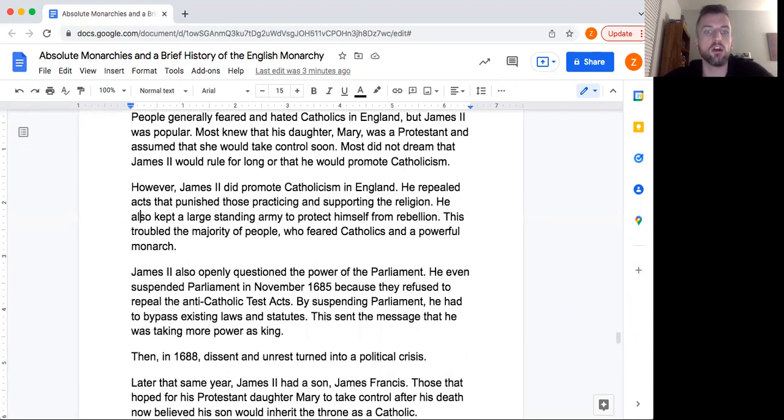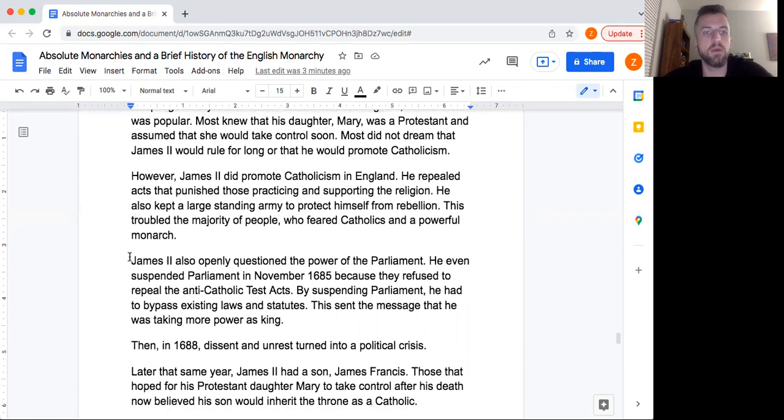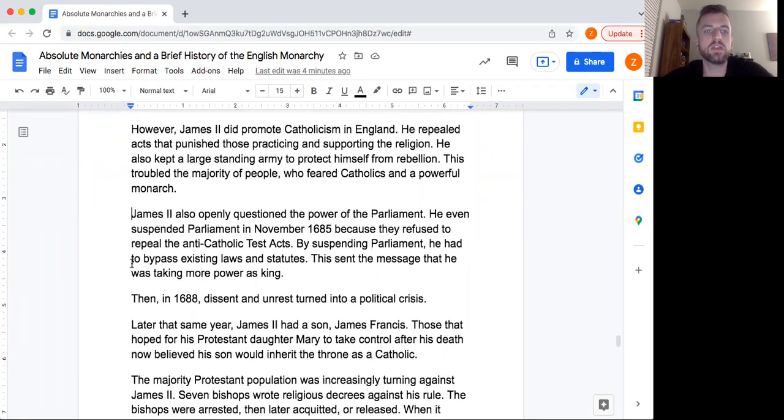He also kept a large standing army to protect himself from rebellion. This troubled the majority of people who feared Catholics and a powerful monarch. James II also openly questioned the power of Parliament. He even suspended Parliament in November 1685 because they refused to repeal the anti-Catholic Test Acts. By suspending Parliament, he had to bypass existing laws and statutes. This sent the message that he was taking more power as king.